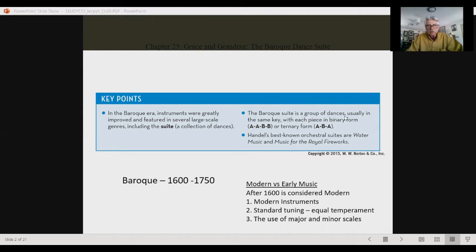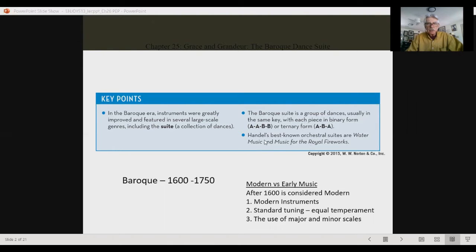The Baroque suite is a group of dances, usually in the same key, with each piece in binary form, and you would look at it as A, B, B. You play that A section and repeat it, and you play the B section and repeat it. Or it could be in ternary form, A, B, A.